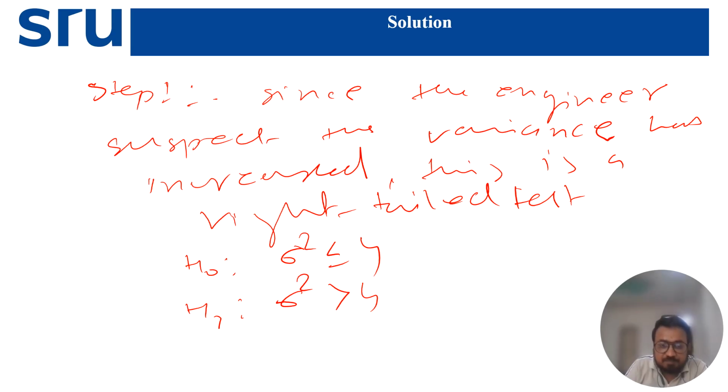Here the level of significance alpha is equal to 0.05. This is a one tail test, a right tail test. So the alpha will not be split by 2, because it is a one tail test.